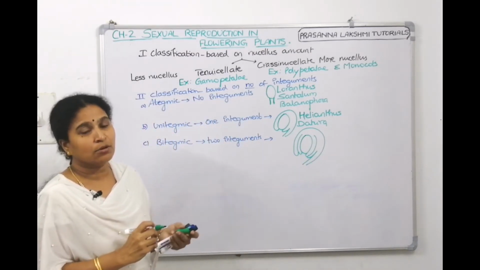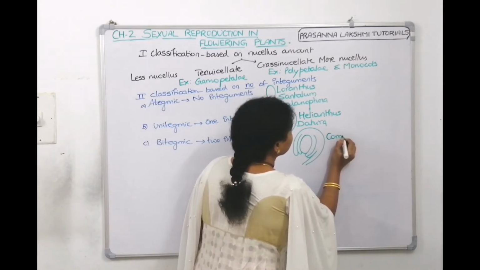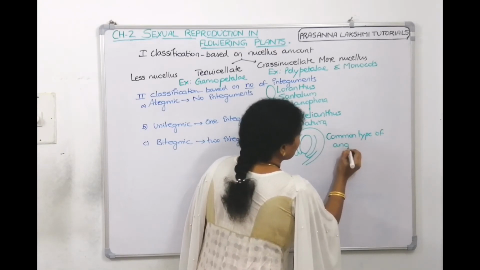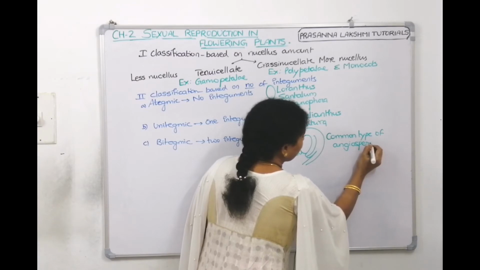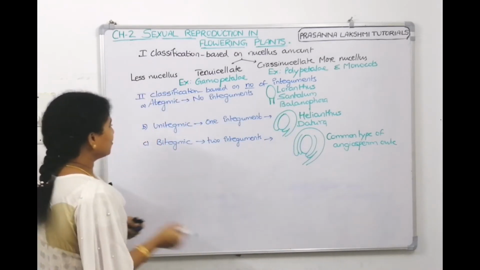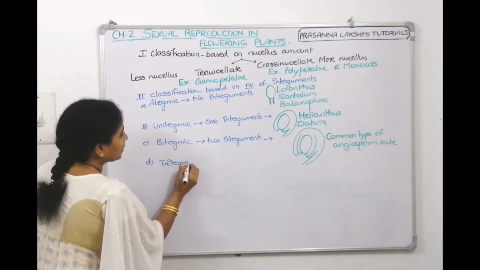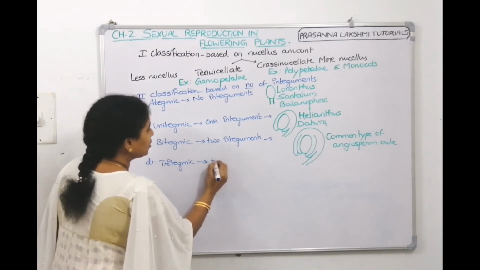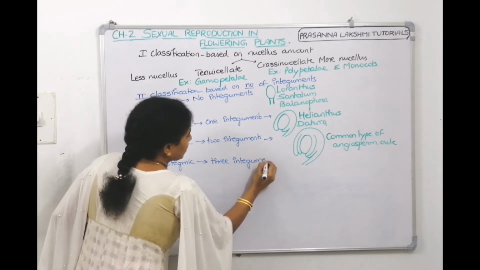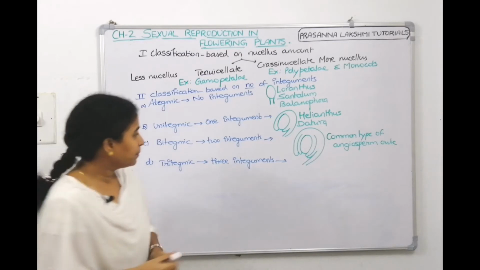We saw it in the NCERT also. This is the common type of angiosperm ovule. Now, let us see that three integuments are also there. So, the fourth one is tritegmic. How many integuments then, children? It is three integuments. So, if we have to draw tritegmic, let us draw the picture, how it will be.